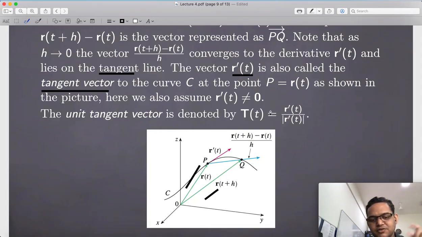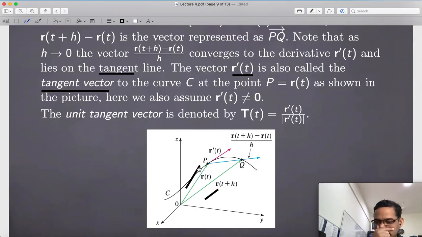Okay, so for a vector valued function, the derivative is a vector and it defines the tangent vector to the curve at a given point P. And you see that if I take h negative, then r of t minus h is going to be on this side. And the corresponding picture you can draw.